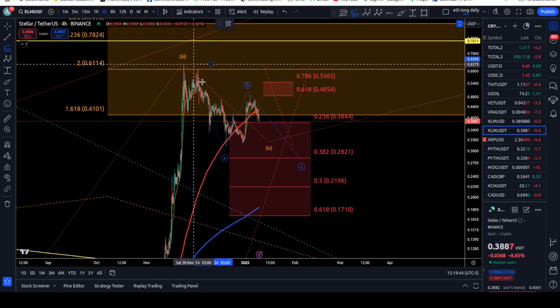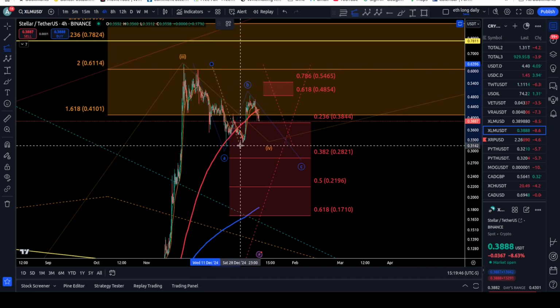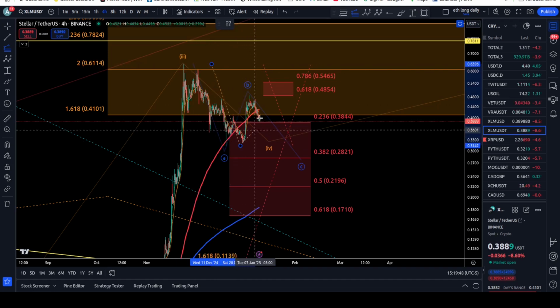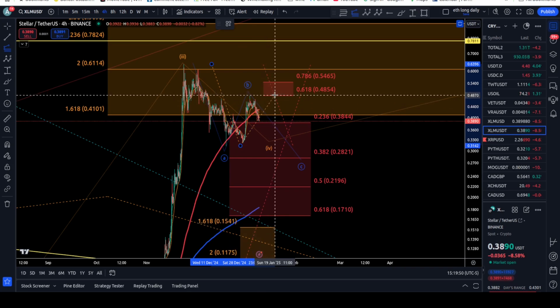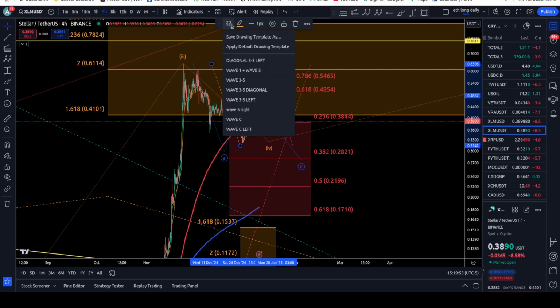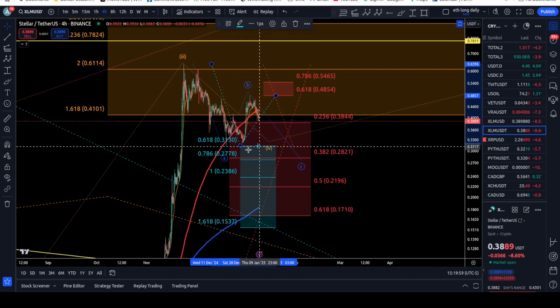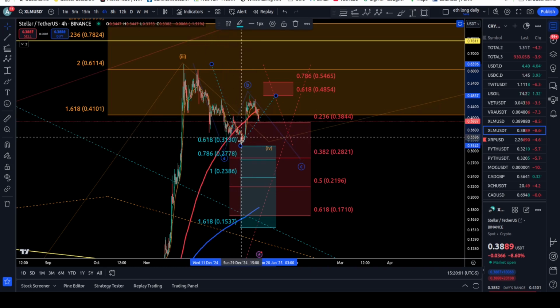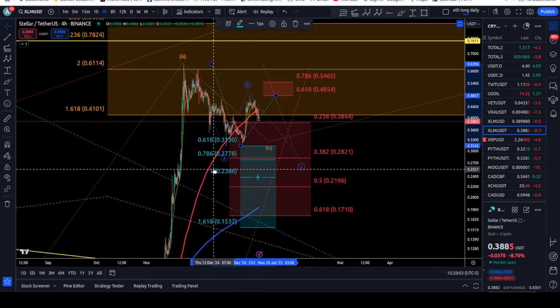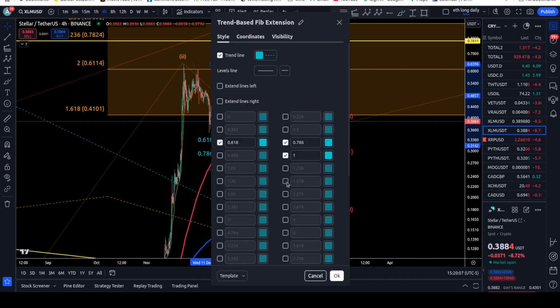So I'm going to take the length of the wave A, and I'm going to add it to the end of the wave B, and I'm going to take my fib settings for the wave C on the left side. Okay, so now these are the levels I can check. Well, let me remove a couple. Well, first of all, 1.618 shouldn't be there.